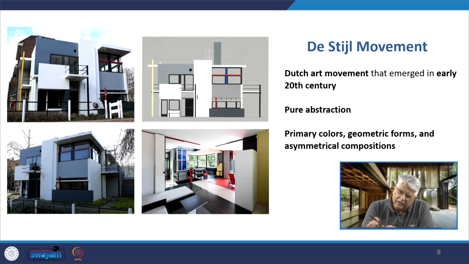This is a part of the De Stijl movement, the Dutch art movement that emerged in the early 20th century with pure abstraction, primary colors, geometric forms and asymmetrical compositions is what we see in these De Stijl movement buildings.